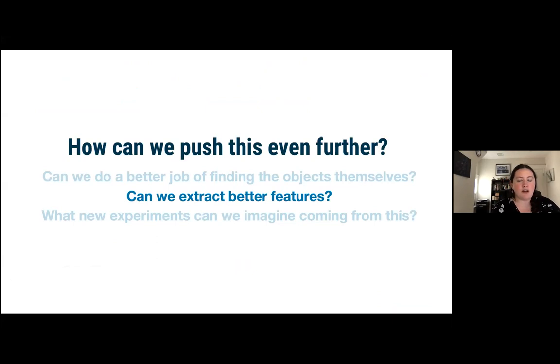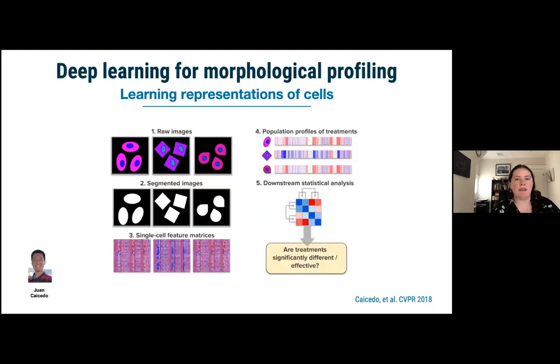So can we also find better features? I mentioned that we're right now with cell painting getting about 6,000 features per cell, and that's pretty good. But could we do even better? Could we find even better features than the 6,000 things that we're currently measuring? So Juan Caicedo, who was a postdoc in Anne's group and now runs his own lab at the Broad, was really the person who led the beginnings of this work in the group.